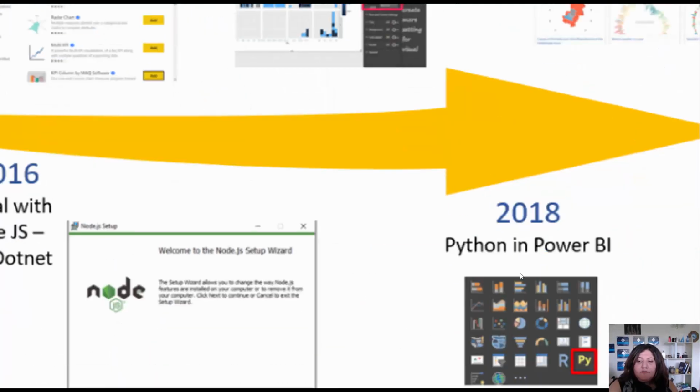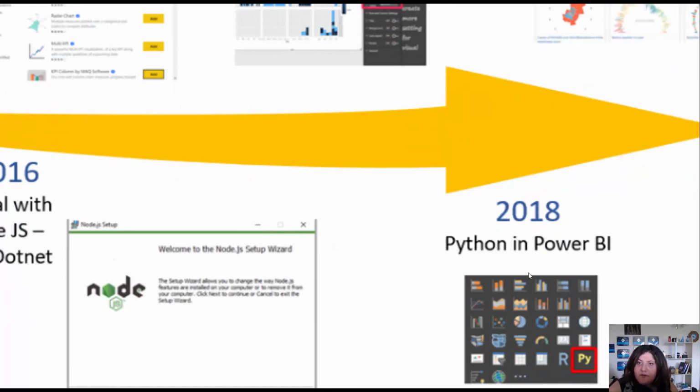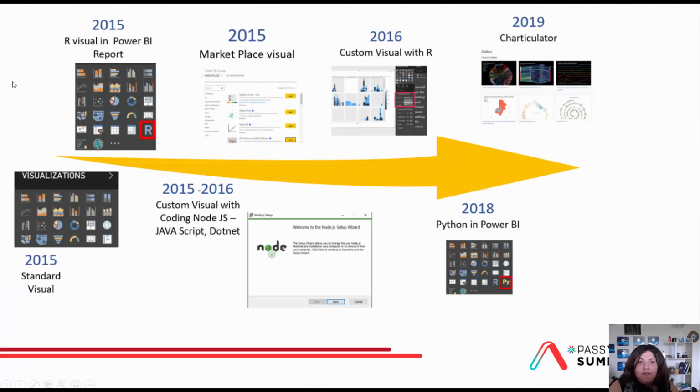It's going on, and in 2018 we finally had Python. All of the things you see from the start to here were either already created by the Microsoft team or by a vendor, or you need to write lots of code. For example, I was a person who was more involved with custom visuals with R. I remember some of the code I wrote was about 1000 rows to create that custom visual. That's huge, so it needs lots of coding.